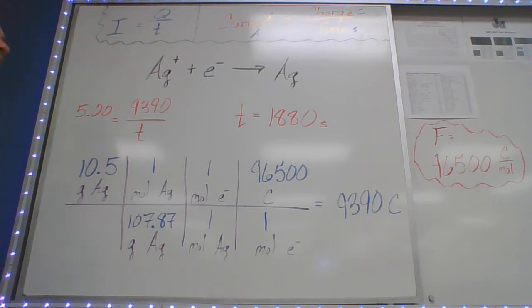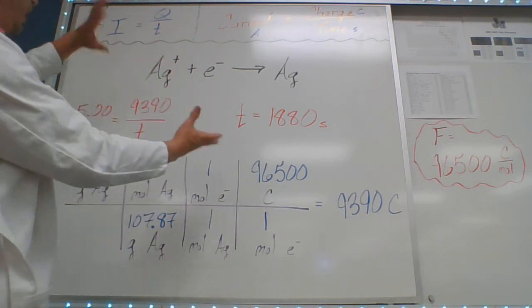I saw an FRQ once that had a problem that was incredibly similar to this, but it said express your answer in minutes. All right, so 1880 divided by 60 will give you minutes, right? So just make sure you don't let them outsmart you at the end.